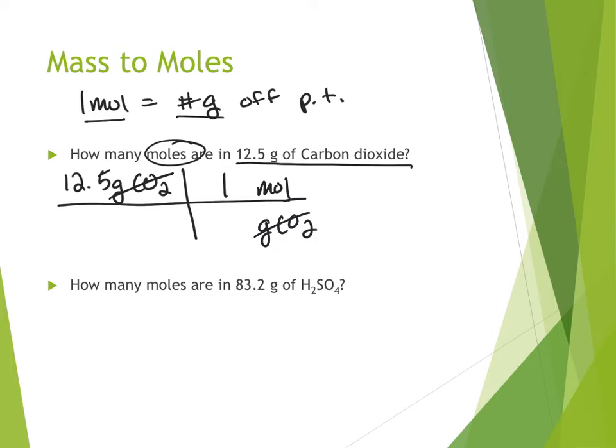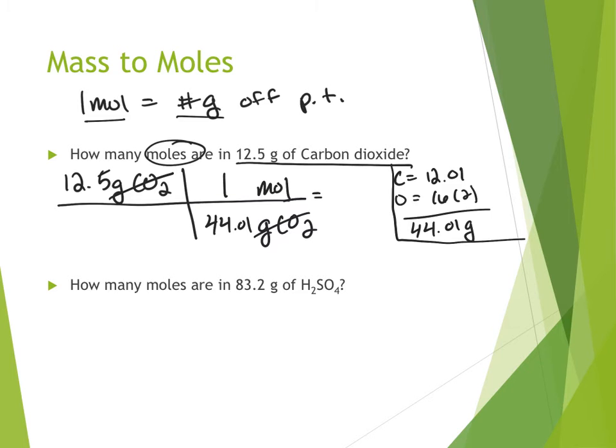And then to get grams, you add it up off the periodic table, just like we had been doing on the other couple slides. So carbon's 12.01, oxygen is 16. There's 2 oxygens, so it's 44.01 grams will be the molar mass of carbon dioxide. To solve this, you're going to multiply everything on the top. So we're going to do 12.5, divide by what's on the bottom, and let's see what we get here.